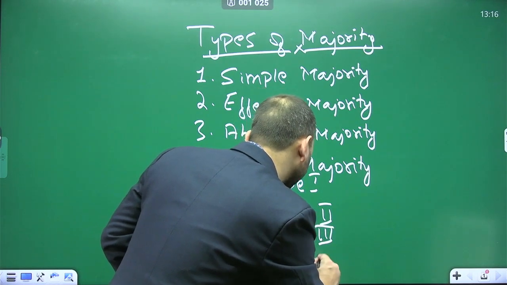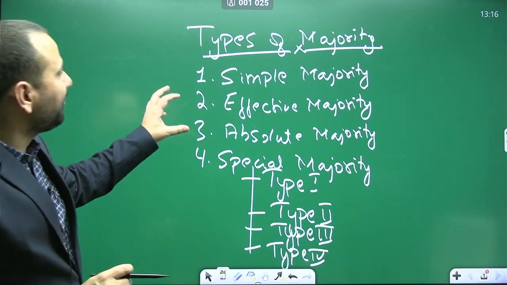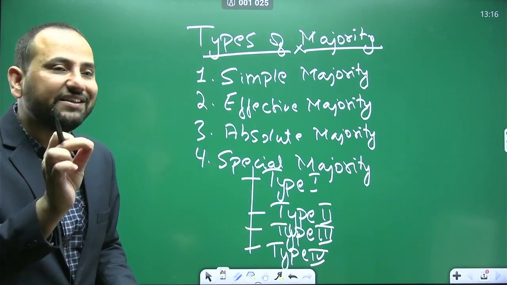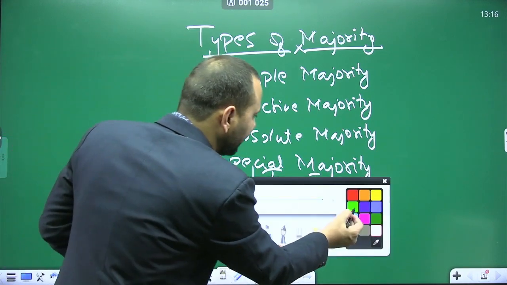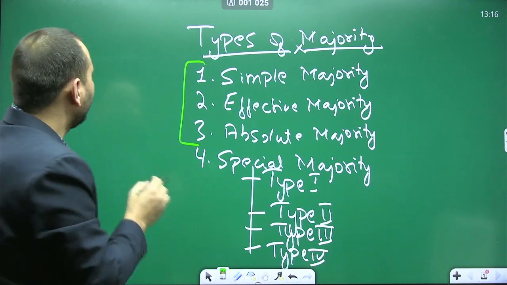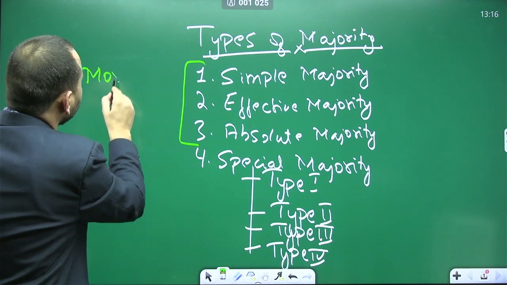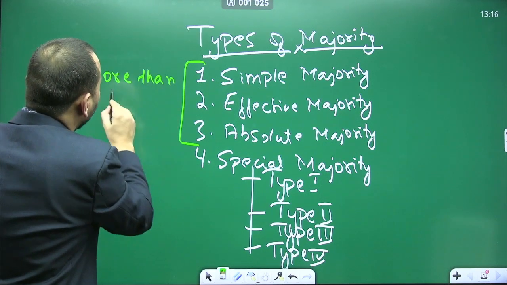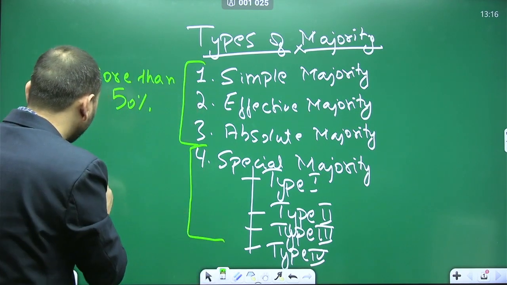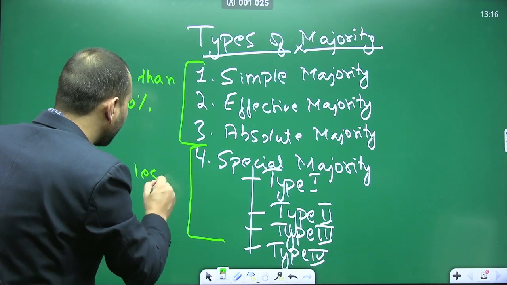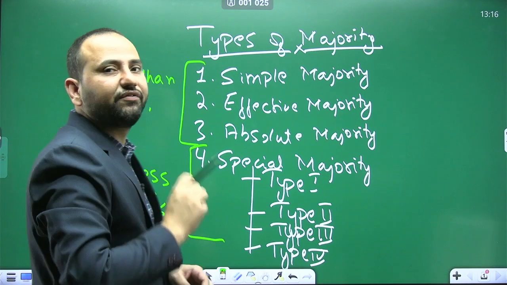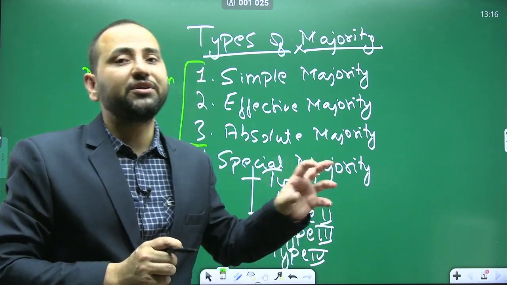Whenever we talk about simple majority and special majority, the basic difference between these two concepts is that in simple majority, we require more than 50%. On the other hand, in special majority, we require not less than 2/3. But this is a basic difference. Along with it, we also need to understand various dimensions associated with this.